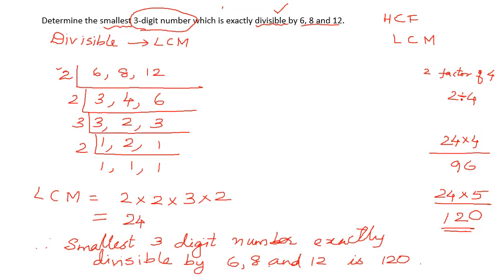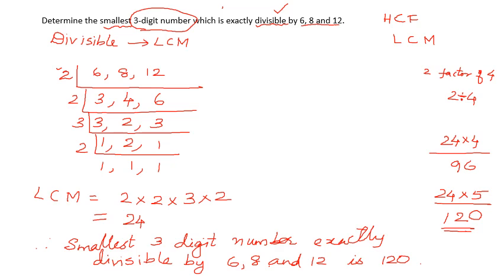Now how did we do this? We'll recollect once more. We are going for divisible numbers. So whenever there is divisibility or divisible, we have to go for the LCM. When we go for the LCM, we got LCM as 24. Now 24 is not enough. We need the smallest 3-digit number. 24 has got only 2 digits. So we are going to find the multiples of 24. Okay, LCM is about multiples. So we have to find the multiples of 24.